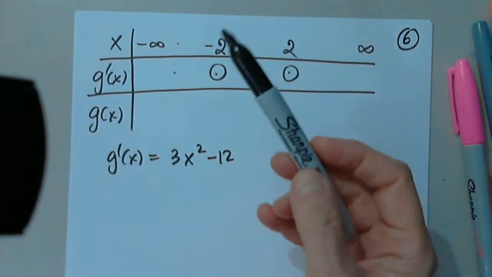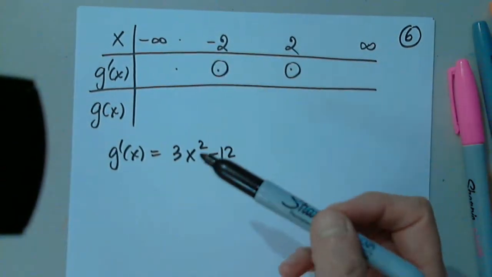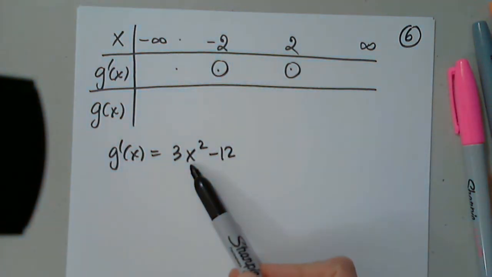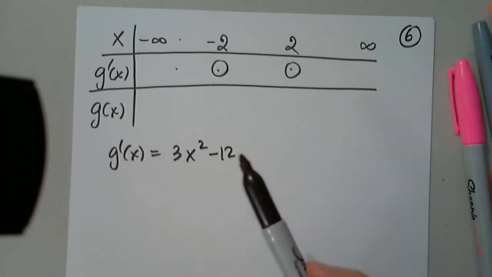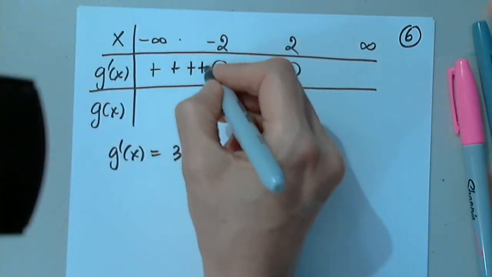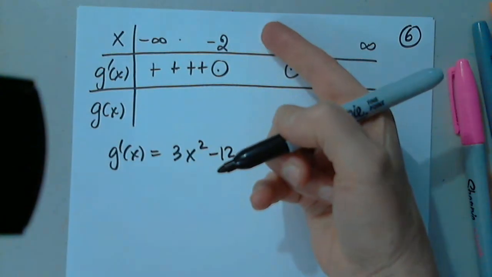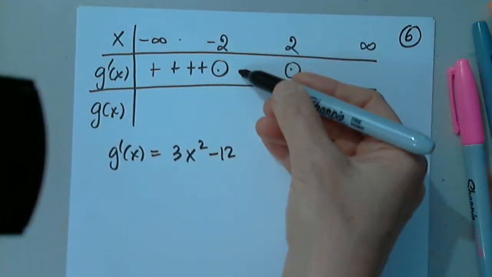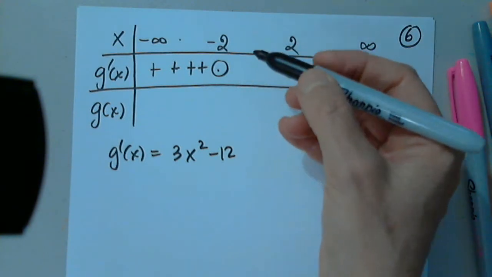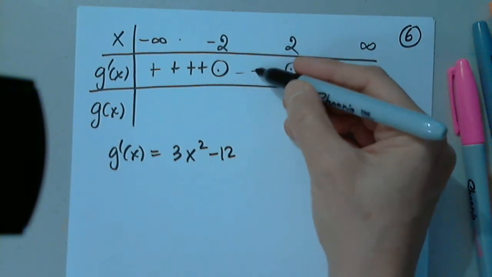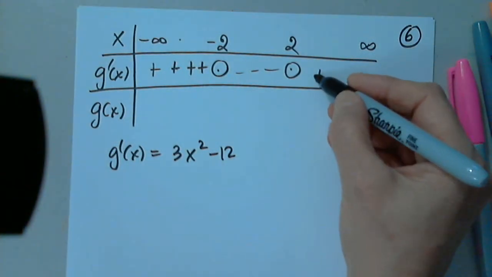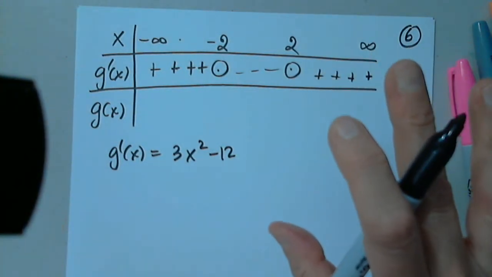So let's plug in. It's going to be positive, because negative 10 squared is positive 100. Positive 100 times 3 is 300, minus 12 is positive. Careful, because this is squared. So if you plug in 0, which sign will you give? Negative. And here? Positive. Excellent. Don't draw any conclusions yet.